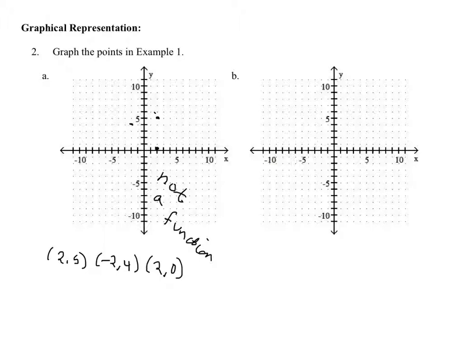The points for part B were (0, 0), (-2, 4), and (2, 4). We can see that although these points are across from each other, they're not stacked in an up and down fashion. So this is a function.